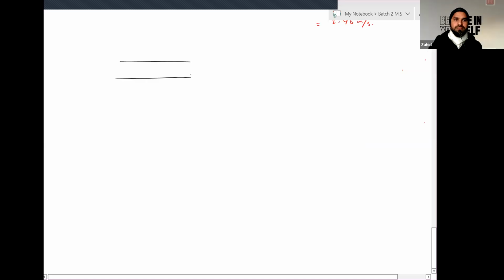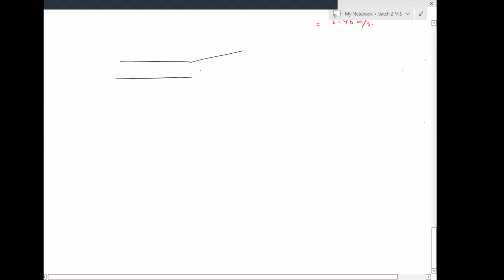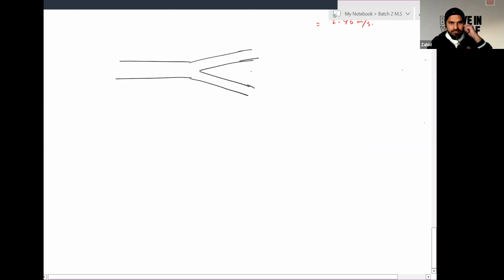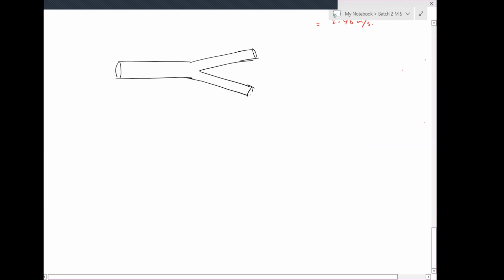A broad pipe having a radius 10 centimeter branches into two pipes of radii 5 centimeter and 3 centimeter. If the velocity of flowing water in the pipe of radius 3 centimeter be 5 centimeter per second, determine the velocities of water in the remaining two pipes given that the rate of discharge through the main branch is 600 pi centimeter cube per second. We have first a tube which is dividing into two branches like this.